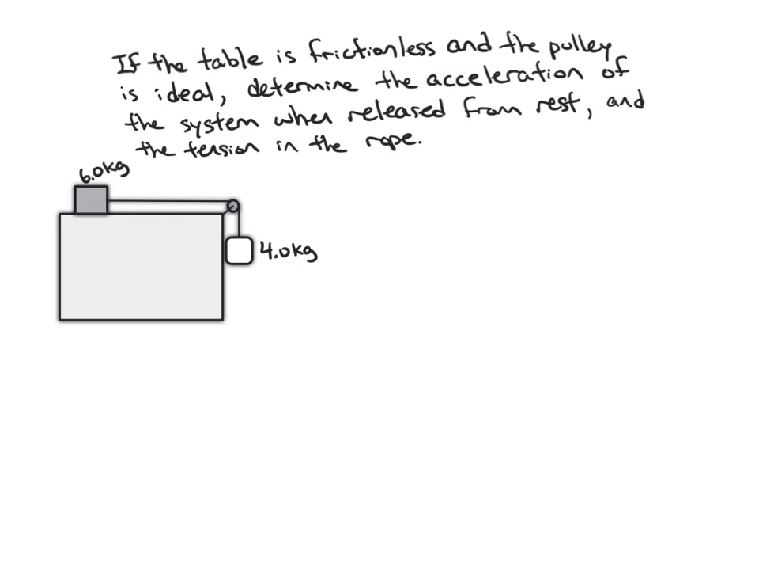And we made this question simpler by making the table frictionless and by making the pulley ideal. An ideal pulley is a pulley where you don't worry about the friction. It just spins so smoothly. You also don't worry about the mass of the pulley. You assume that it's got no mass either. Okay, so it's an ideal pulley and it's a frictionless surface.